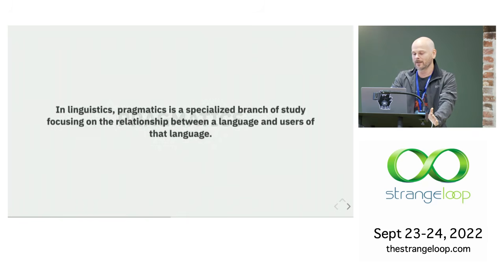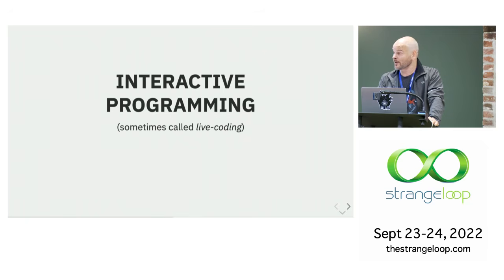And what I mean by that, I'm borrowing it from linguistics because we've borrowed syntax and semantics from linguistics. Pragmatics is studying the relationship between a language and the users of the language. And I'm using it here to talk about programming environments. So specifically, I want to talk about interactive programming, which is, I think, the only kind of programming we should really be doing. Some people call it live coding, mainly in the art community.